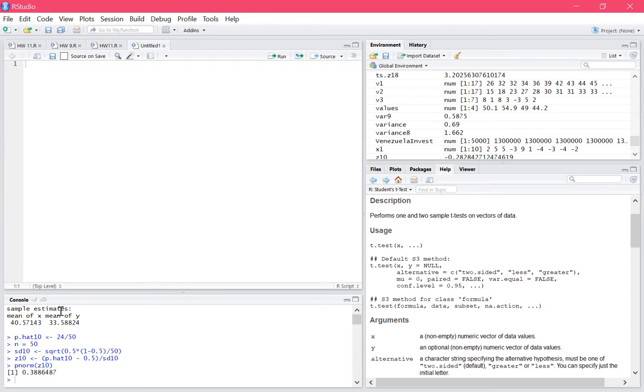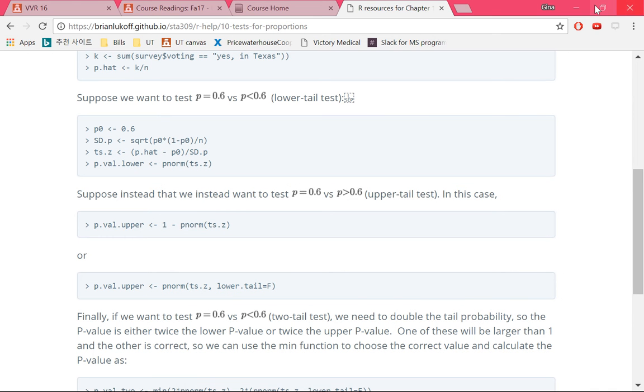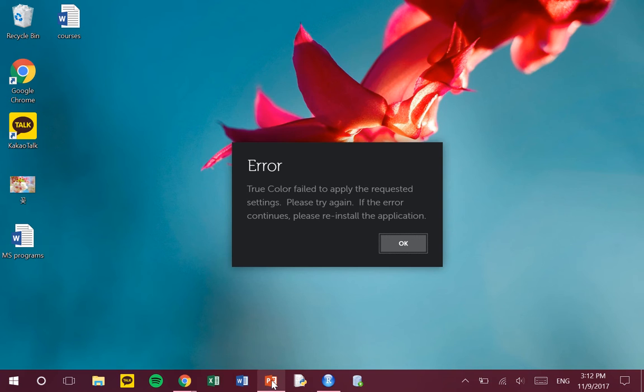Okay, so we're gonna go over two examples from the homework to teach you guys how to use the functions to find the test statistic and the p-value. So our first example, there we go.